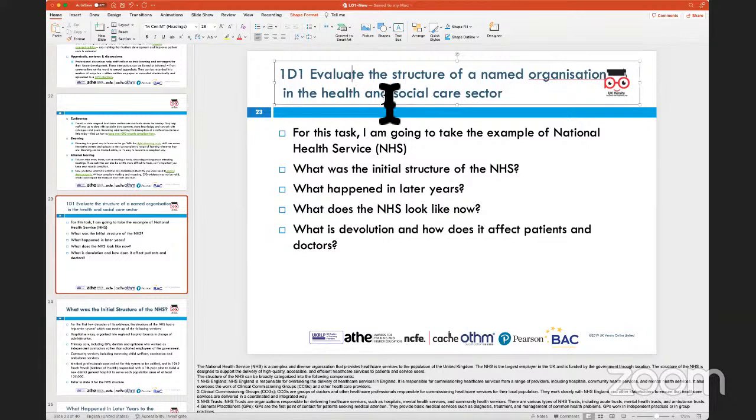And what we are looking at is, when we talk about organizations within the health and social care sector, there are lots of different types of organizations. If I say, what are different organizations working in the health and social care sector, can you think of what organizations are there? Any idea, any guesses? Okay, so for example, go on.